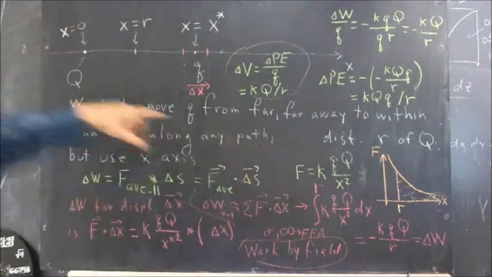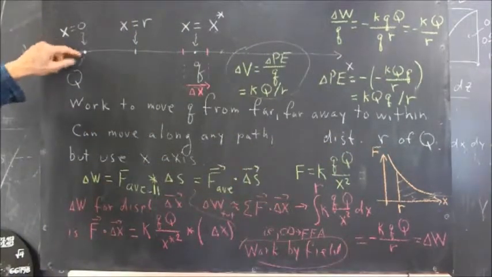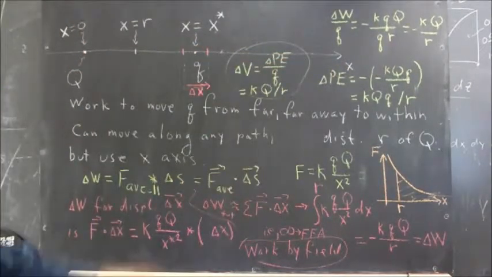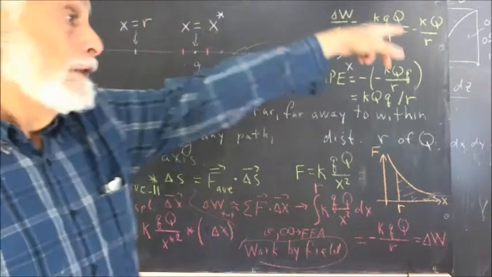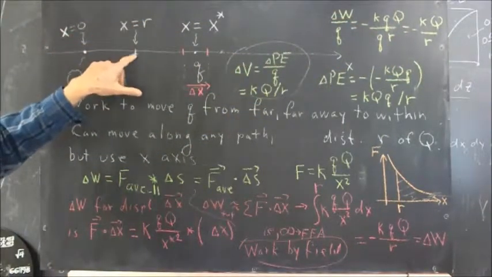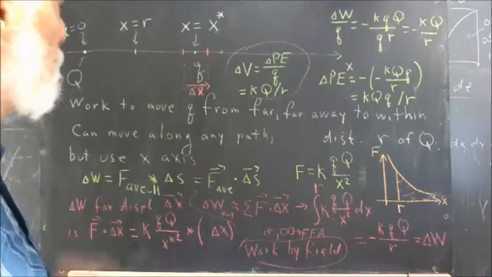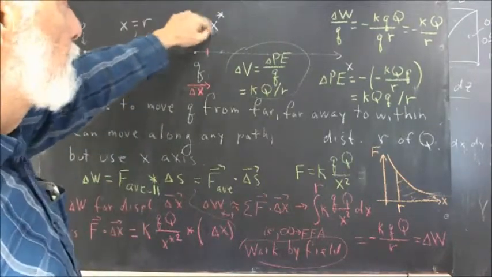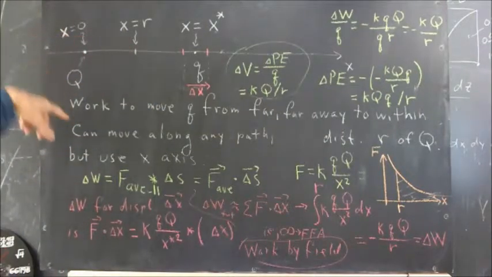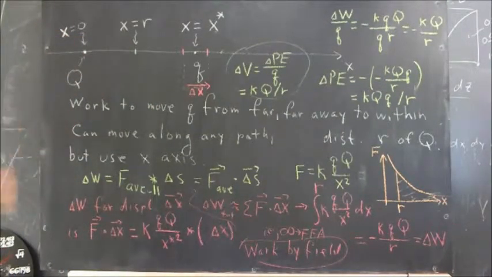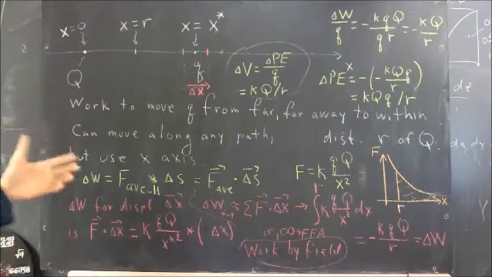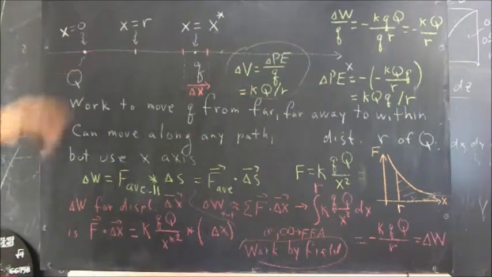Well, we choose to locate our charge at the origin of the x-axis, and we're going to bring the charge in from far, far away to position x equals r. Now we put the charge arbitrarily at a point x equals x star. Okay, now how do we calculate the work required to move the charge from there to there?